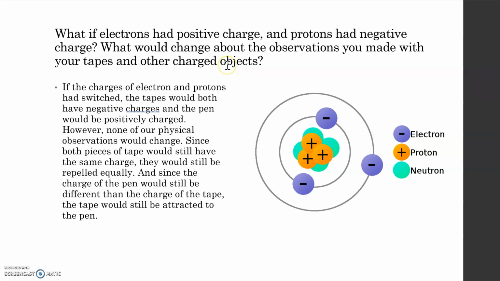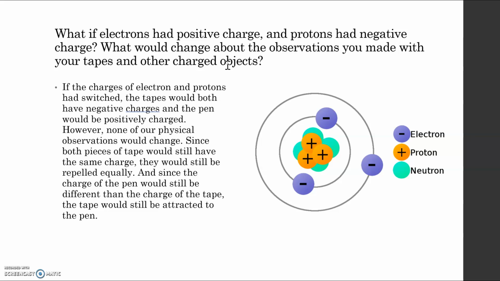For our first question, we were asked, what if electrons had a positive charge and protons had a negative charge? What would change about the observations you made? If the charges of electrons and protons had switched, the tapes would both have negative charges and the pen would be positively charged. However, none of our physical observations would change.